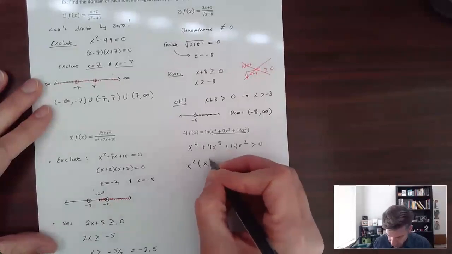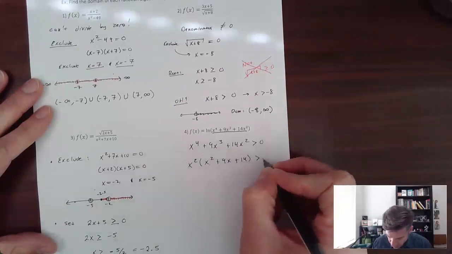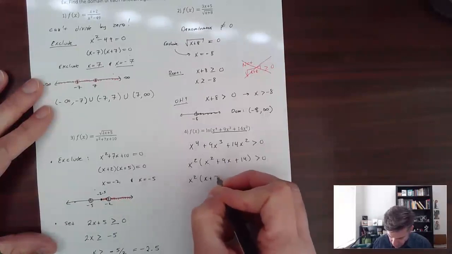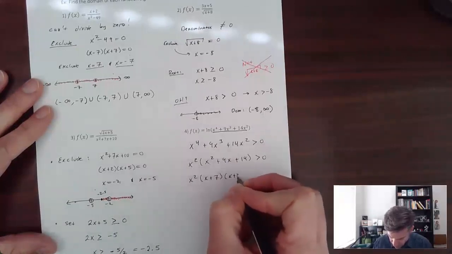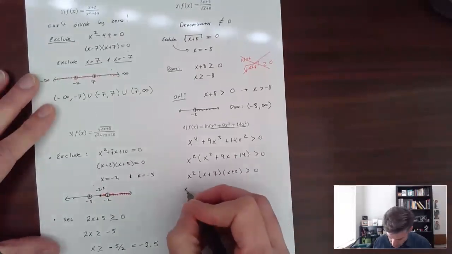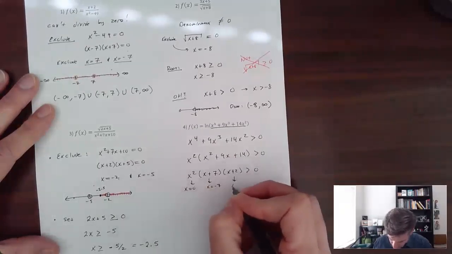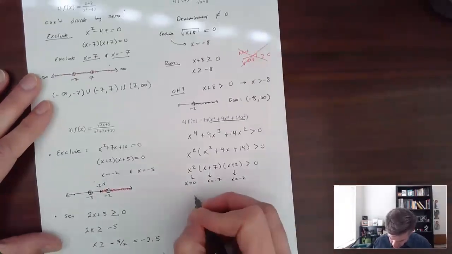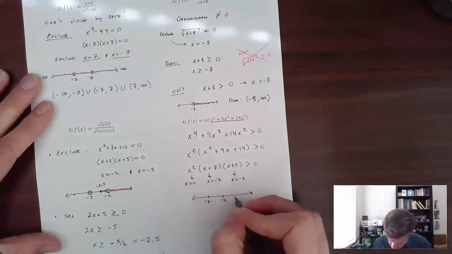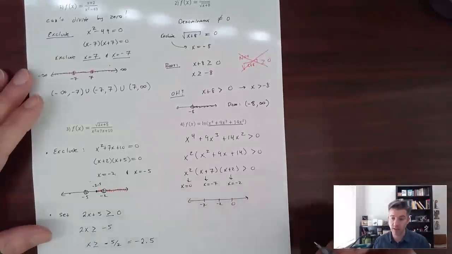So if I factor out x squared, I get x squared times x squared plus 9x plus 14. And then x squared plus 9x plus 14 factors as x plus 7 times x plus 2. So the places where this would equal 0 are x equal to 0, x equal to negative 7, x equal to negative 2. I'm going to put those on the number line. And then I'm going to determine whether each separate interval is positive or negative.